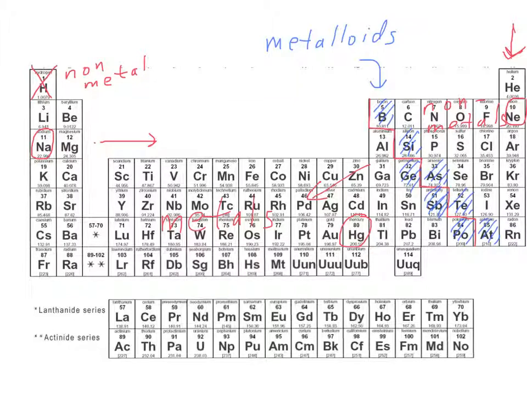So from this you should see that from the periodic table you can tell whether an element is a metal, a nonmetal, or a metalloid. And also you should note that by far the greatest majority of the elements are considered to be metals.